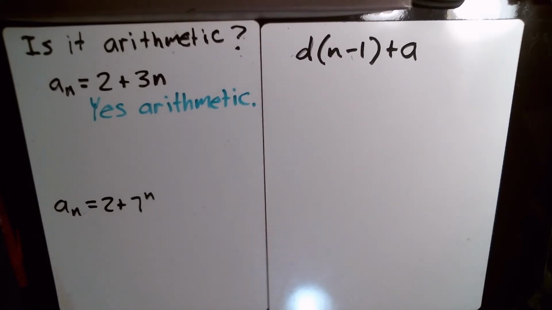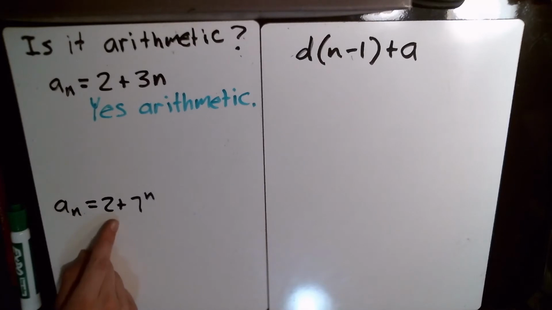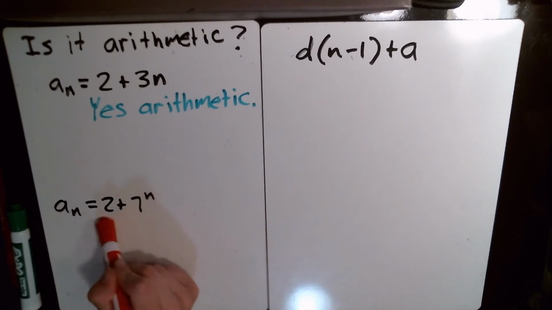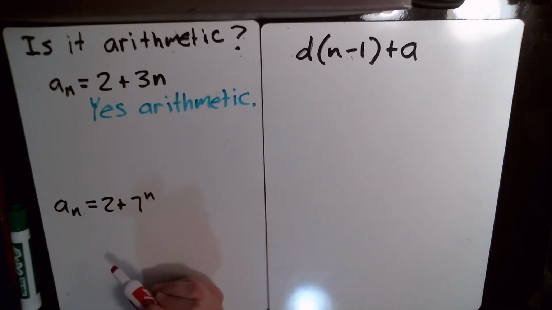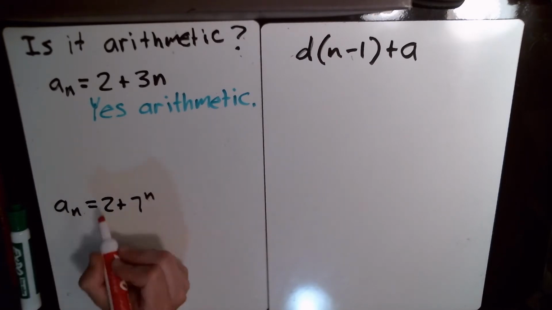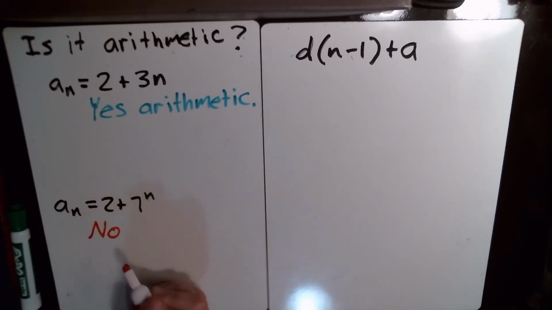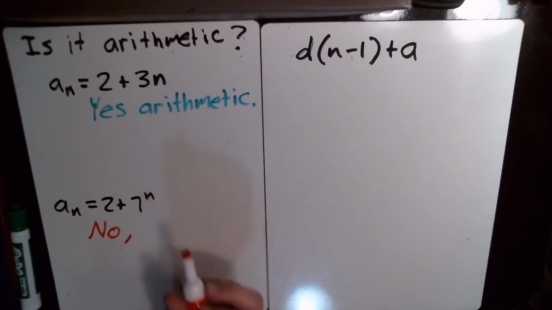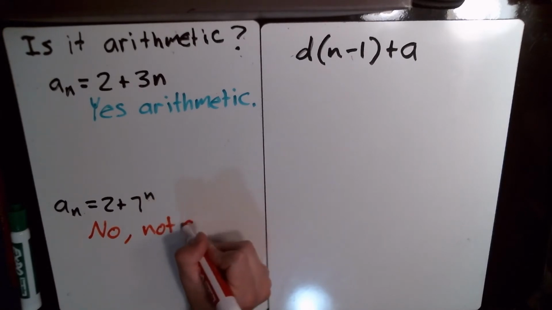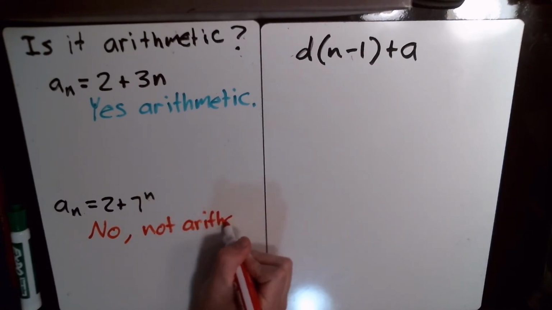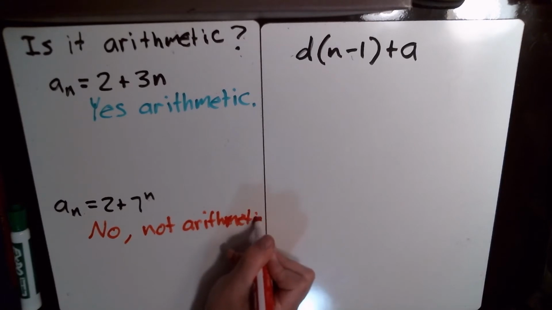What about this one? The a sub n equals 2 plus 7 to the n. If you replace n with x in this equation, is that going to be linear? Well, no, the variable is in the exponent. And so this would kind of be like an exponential almost, and we'll talk more about when n is in the exponent in our next lesson. But no, this is not arithmetic.